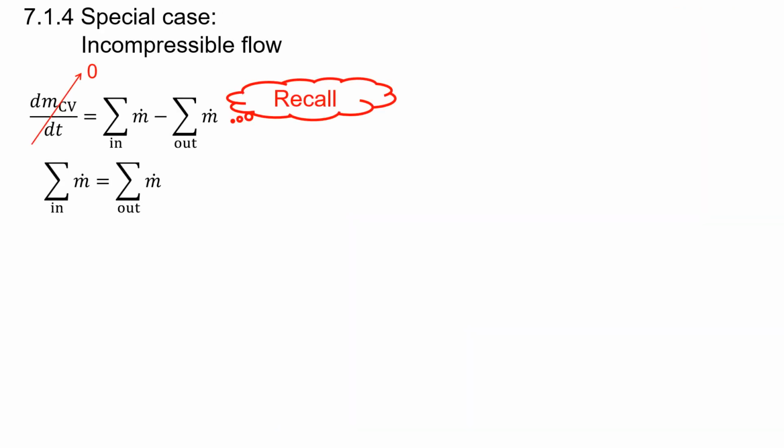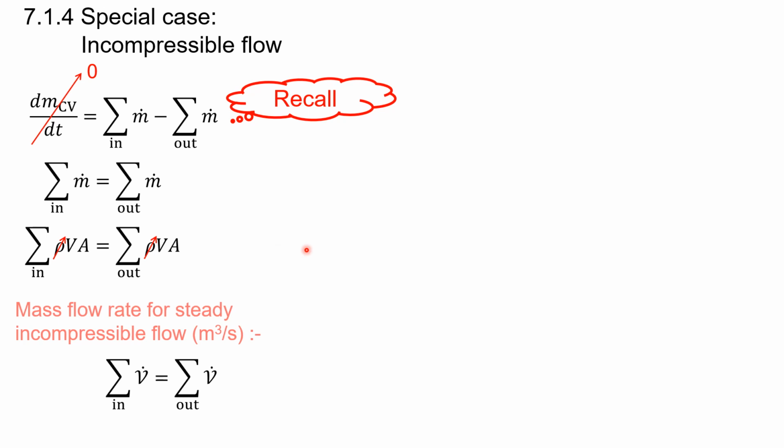Okay, so special case. Let's say it's an incompressible flow, meaning there's no changes, so you will get a similar formula. Incompressible, no changes in the density, so you can cancel it out. So VA is equal to volume flow rate. From here we can get this formula: the summation of volume flow rate entering equals the summation of volume flow rate exiting the system.